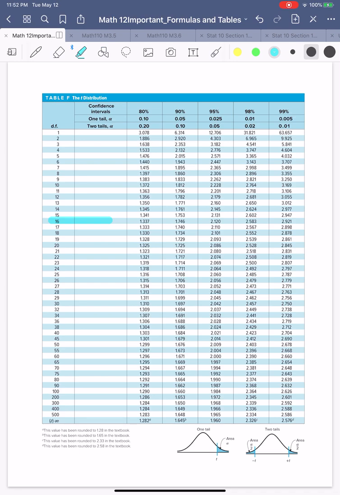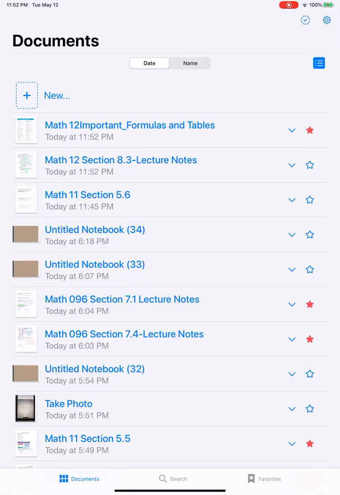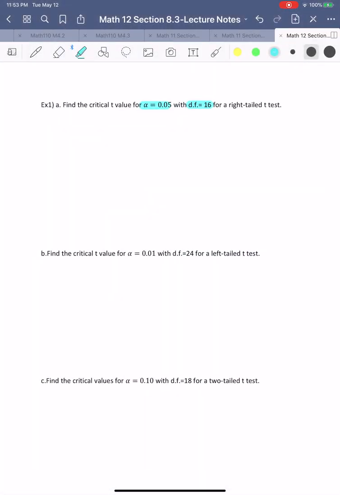Alpha is 0.05, which is right here. It's a one tail this time. So the intersection is 1.746. The answer is the critical value is going to be 1.746, which is a right tail.